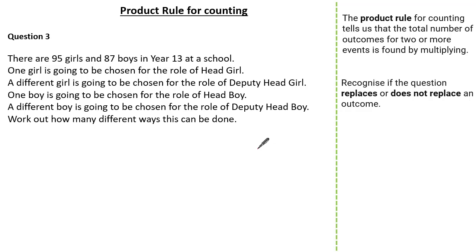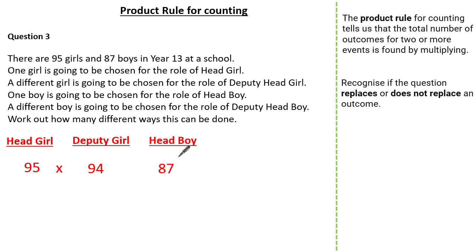Here we can see there are 95 girls who could be head girl. So if one is selected, there are only 94 girls left who could be deputy head girl. Therefore, the total number of combinations for girls is 95 multiplied by 94. For head boy, there are only 87 boys. This then leaves a choice of 86 boys who could be deputy boy. So therefore, the number of combinations for head boy and deputy boy are 87 multiplied by 86.